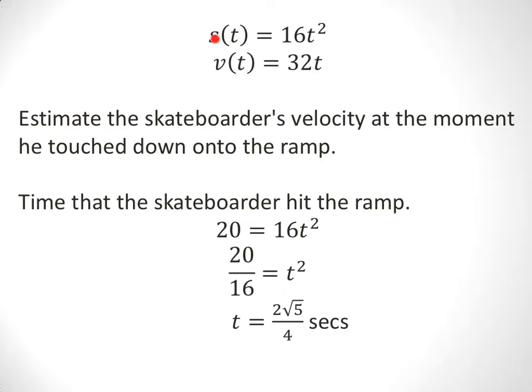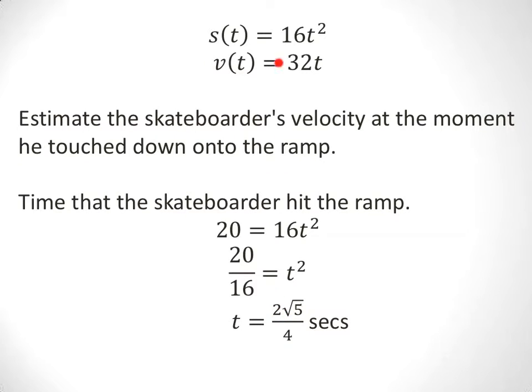So you put a 20 in for this distance, divide by 16, take the plus or minus square root of both sides. We only keep the positive one because we're talking time, not negative, so we're not in a time machine, so we're only going forward. So we get 2 root 5 over 4 seconds. Now that we have that, we know that that is the time at which he hits the ground.